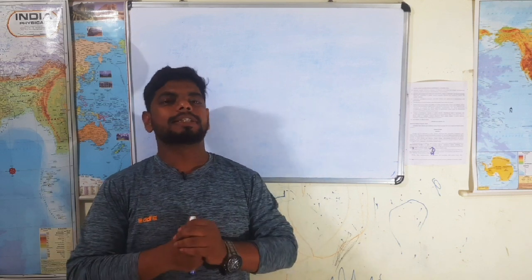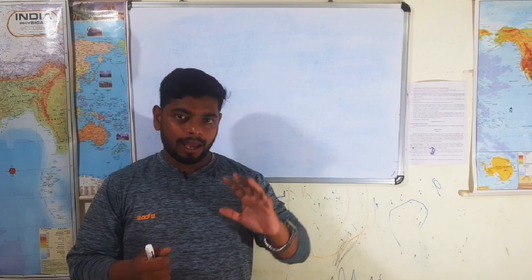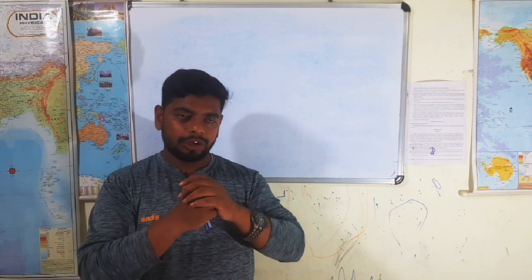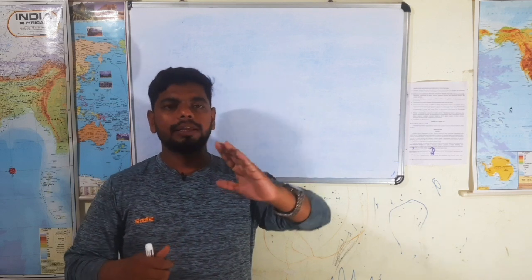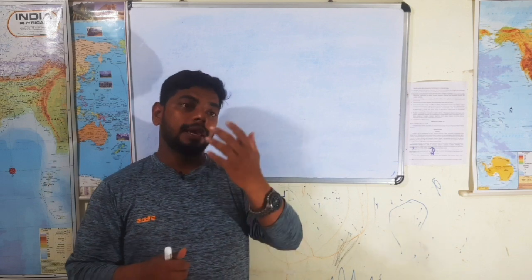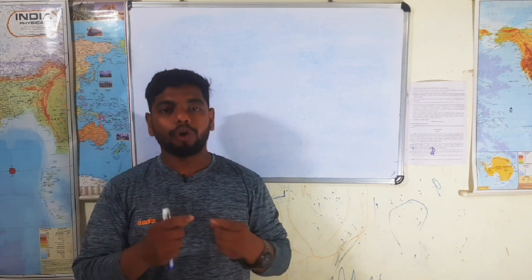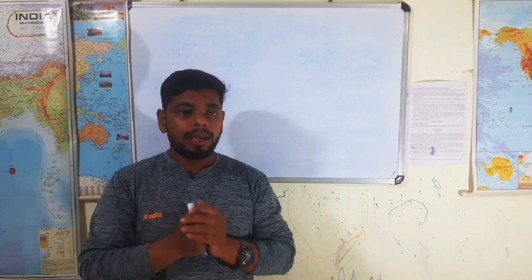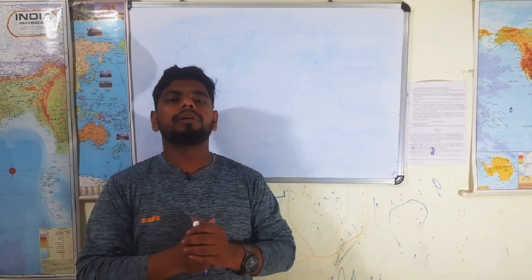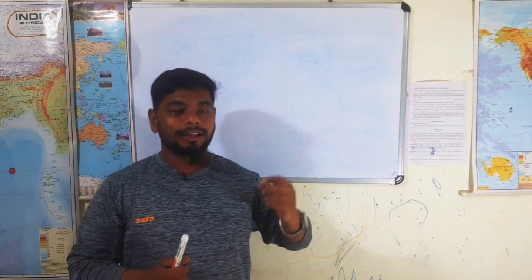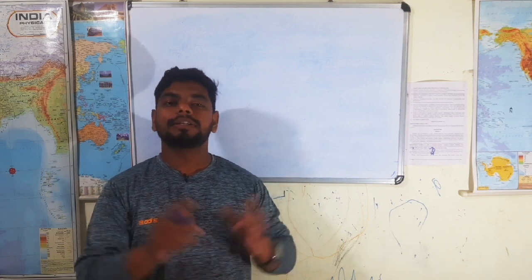Today mainly we will discuss the desert. In the series of physiographic divisions, we have already discussed the northernmost part of our country, that is the Himalayan mountains. Then we also discussed the northern plain, the youngest physiographic division of our country. And today in this class we will discuss the northwestern part of our country, that is the great Indian desert, the Thar desert.